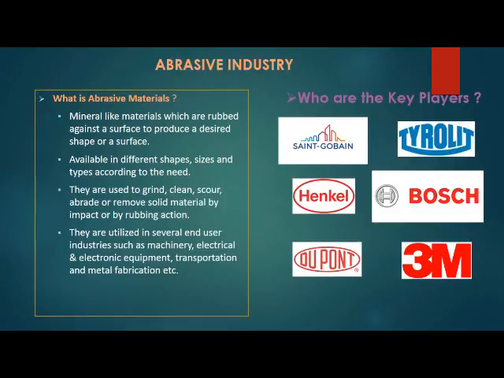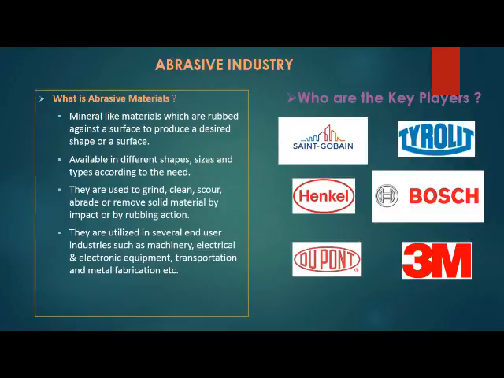Bonded abrasives, steel abrasives, coated abrasives, loose abrasive grains, raw super abrasives and other abrasives are the key product segments of abrasives. Abrasive materials and abrasive products are utilized in several end-user industries such as machinery, electrical and electronic equipment, transportation and metal fabrication, etc. Saint-Gobain SA, 3M, Robert Bosch, DuPont, these are some of the key players of abrasive manufacturing in the world.